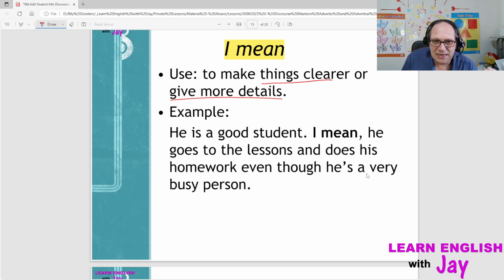For example, he is a good student. I mean, he goes to the lessons and does his homework even though he's a very busy person. All right, so we want to explain why we say he's a good student. What makes us say he's a good student? We want to clear up that thing because people might think that he's helping other students with their homework. But we want to say he goes to lessons and does his homework. So we want to clarify the point that we want to make.